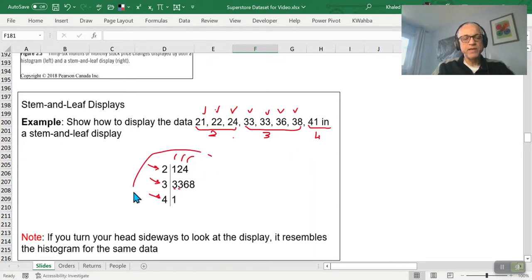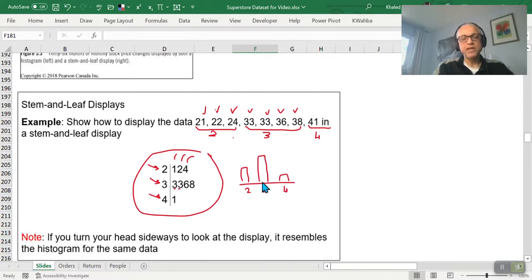If we make it vertical, like we are usually interested in, we put 2 here, 3 here, and 4 here. Next to the 2 you put 1, 2, 4, and next to the 3 you put 3, 3, 6, 8. So it will be a little higher for the 3s, and here for the 4 it's only 1.